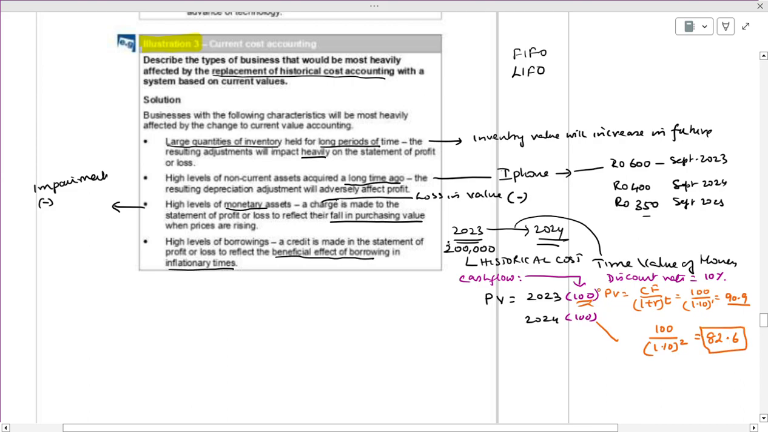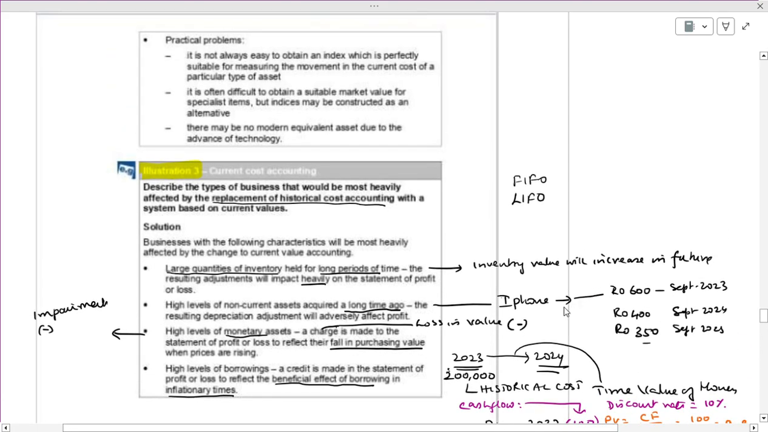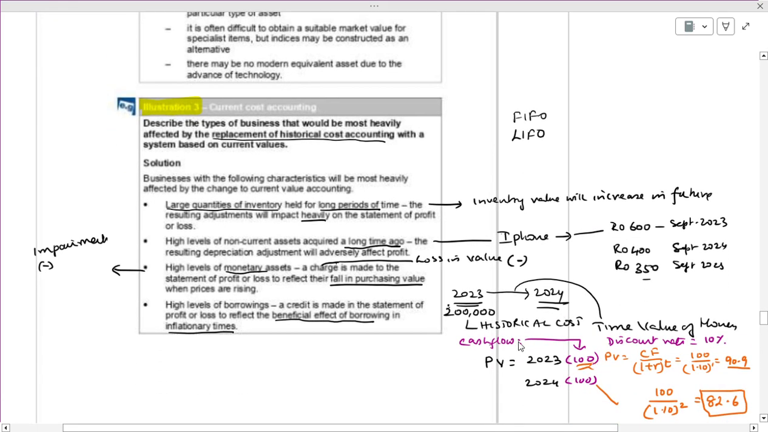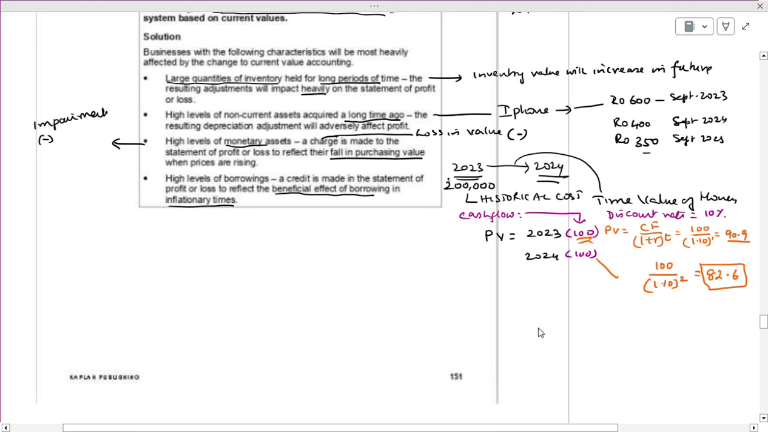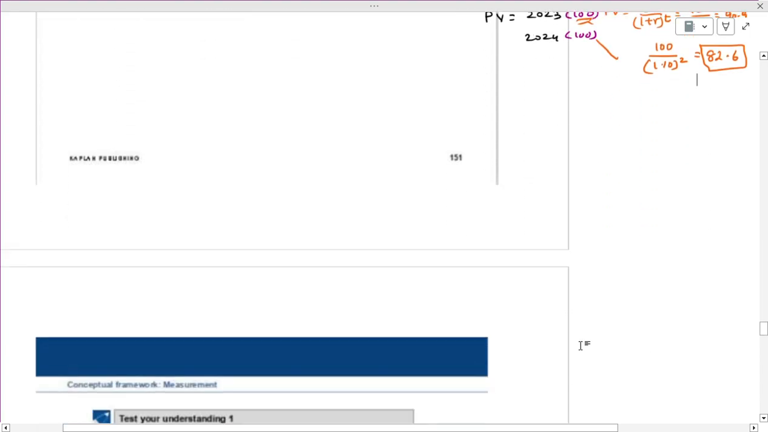This is the loss in value, okay? This is where we have to think. It means they say, what is the current cost accounting? We have to take into consideration current cost accounting. These are all part of our entire course.